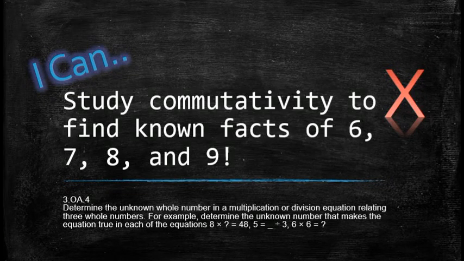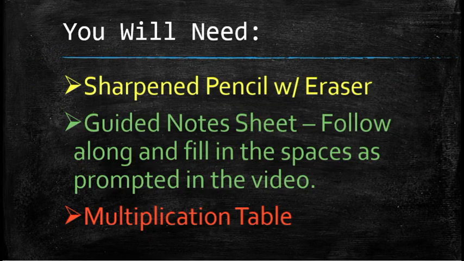Hello, fabulous mathematicians. Today we are going to study commutativity to find the known facts of 6, 7, 8, and 9. You will need your sharpened pencil with an eraser, your guided note sheet, and you'll follow along and fill in the spaces as I tell you to in the video, and of course your multiplication table.